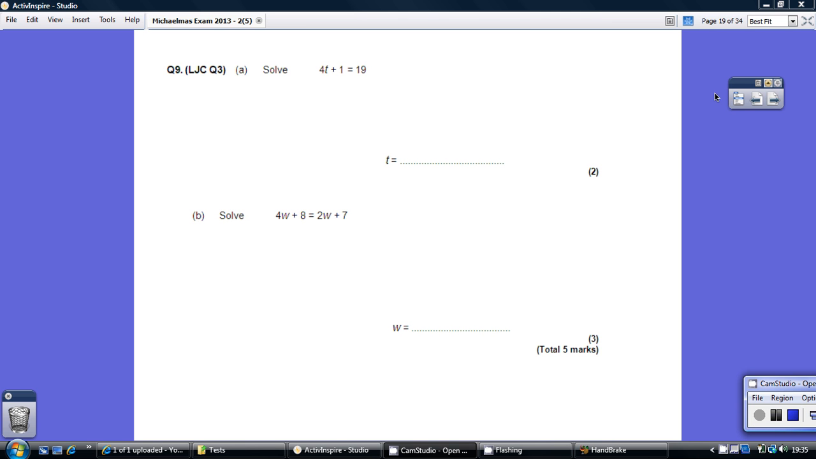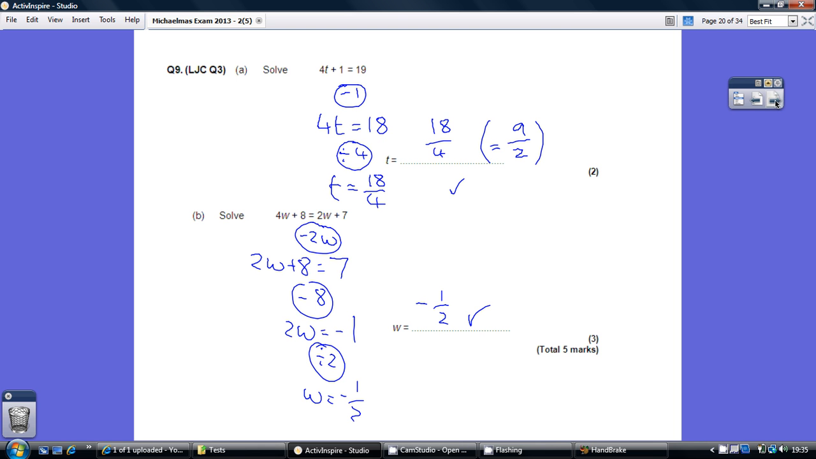Question 9. Okay, we're solving equations here. Now remember what you've got to do. You've got to choose to do stuff to end up with the unknown, with t on its own.